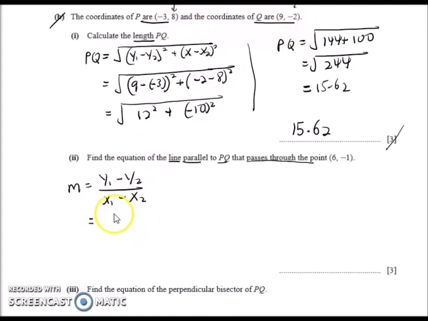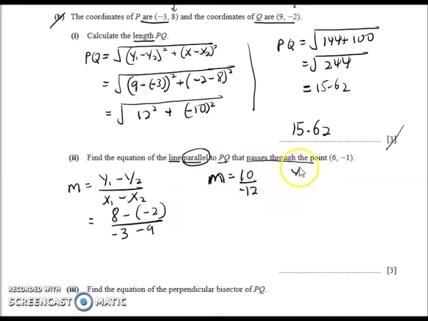For y1, I just take 8, so 8 minus negative 2, over 9 minus negative 3. Oops, it's wrong, I have to use this one first, so it's negative 3 minus 9. So here you'll be getting m is 10 over negative 12. Okay, so here's the m. As you can see, this is the parallel line, so it means it's the same gradient.